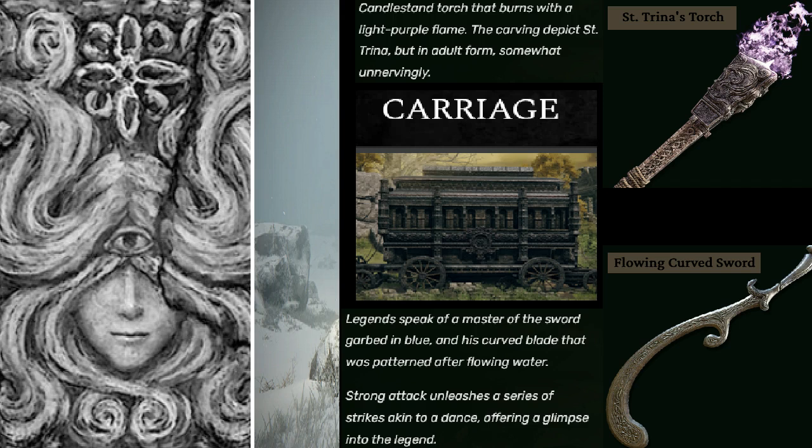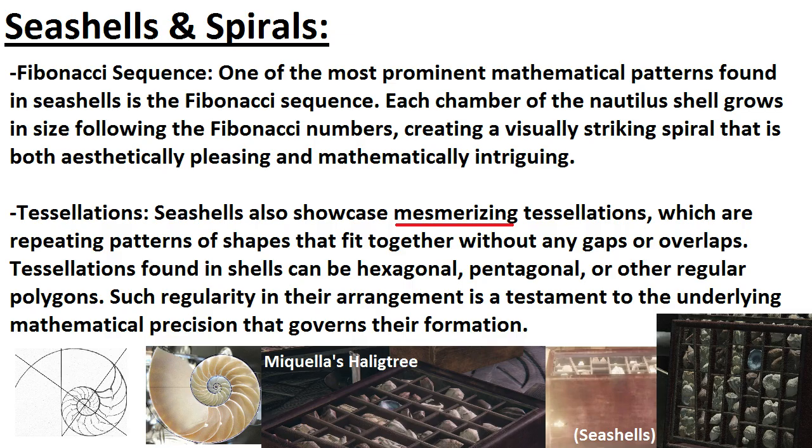The only other carriage in the snowfield contains the Flowing Curved Sword, relating to the blind swordsman that taught Malenia how to fight off her rot through the power of flowing movements. The placement of the flowing sword could also connect to Miquella's pursuit of returning the flow back to the lands, returning balance. Spirals can be found in seashells, whirlpools, tornadoes, galaxies, again all creations of nature's design.